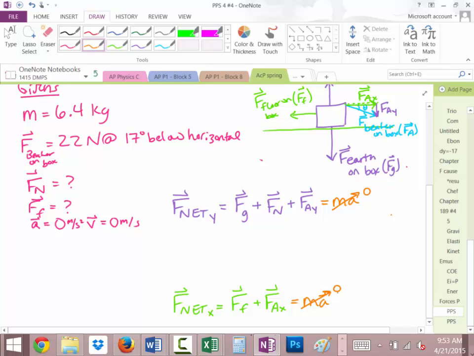Yes, Madison? You need to solve for which force you're looking for. For the Fy, we're looking for F normal. Okay. So we'll rearrange the equation and find that. So we want to get this one alone. And on the net, in the X direction, we're looking for? The force of friction. Okay.